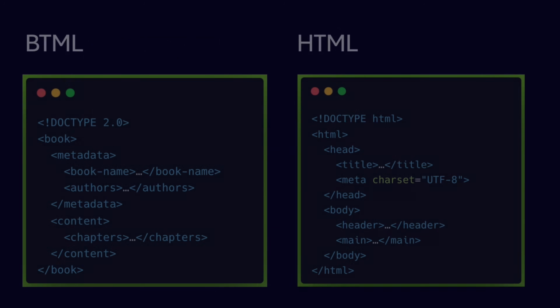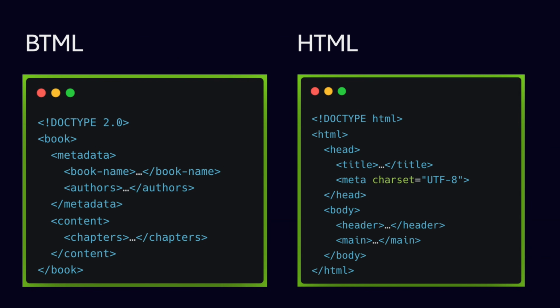And this is exactly how HTML works. HTML uses structural elements to organize web page content. The head section contains metadata about the web page, like title and author, just like our metadata section. The body section contains the actual visible content, like heading, paragraphs, images, just like our content section.